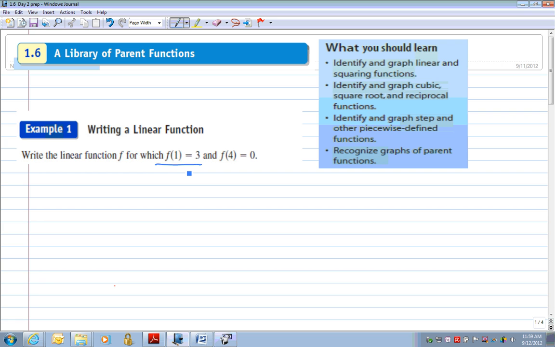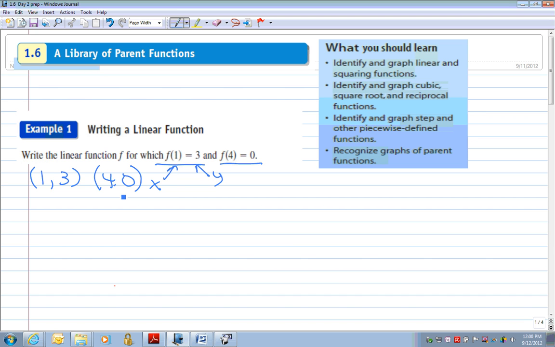Well, we know f of what? What is f of 1? F of, this is your x value. When you plug an x value in, you get an answer, and that answer would be what this function is equal to, which would be your y value. So really what we have here is an ordered pair. We have the ordered pair 1, 3, and we have the other ordered pair 4, 0.